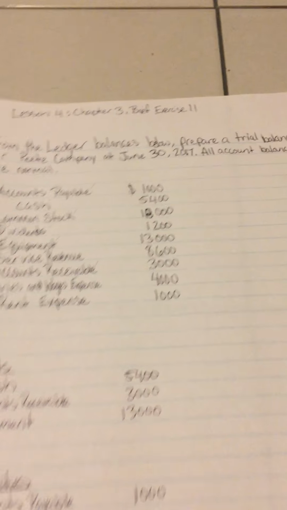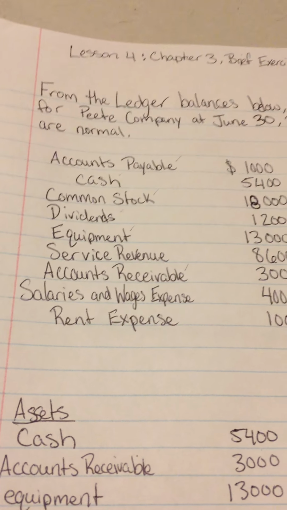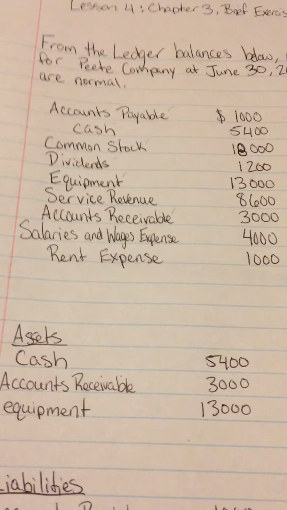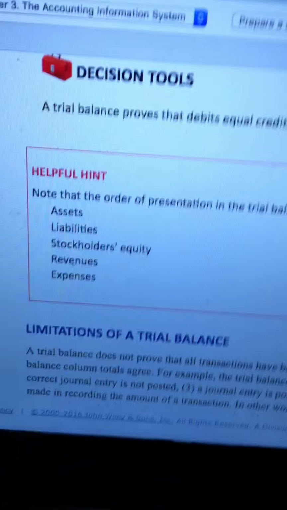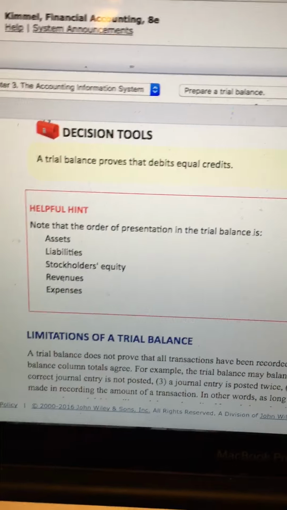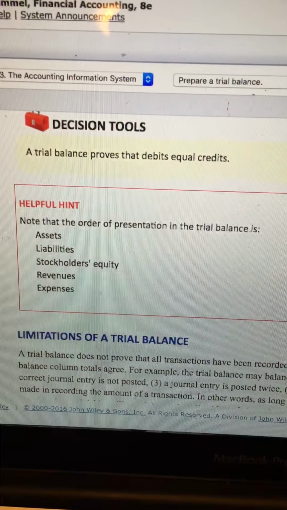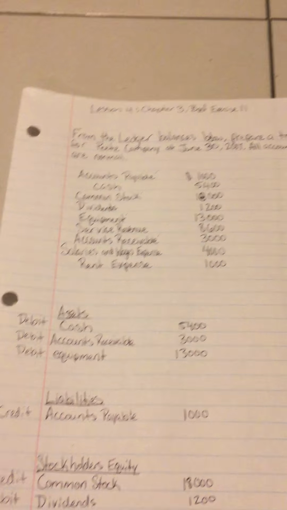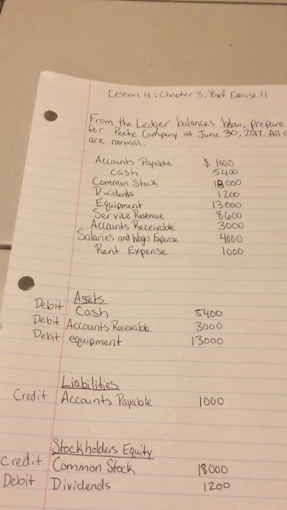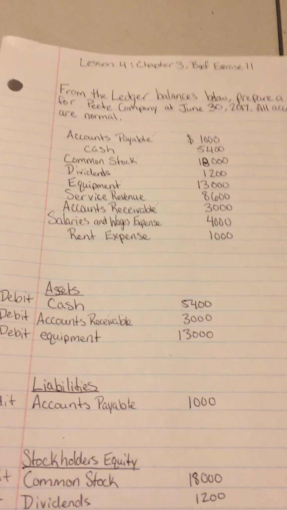The next step after you've identified your accounts is to determine which order they'll go in. There's a helpful hint that the order of presentation for a trial balance goes assets, liabilities, stockholders' equity, revenues, and expenses. So what I did was list out all the assets and gather each account into those different categories.